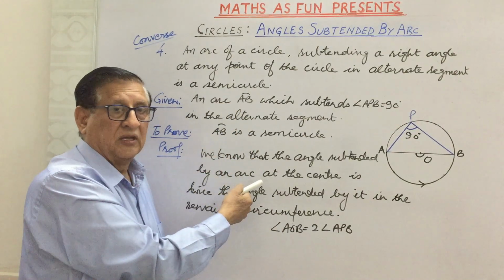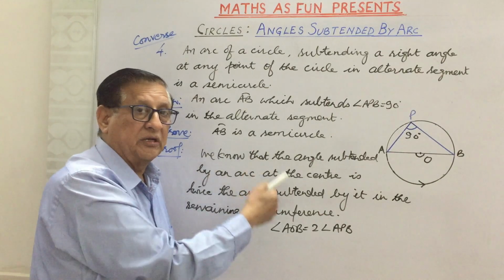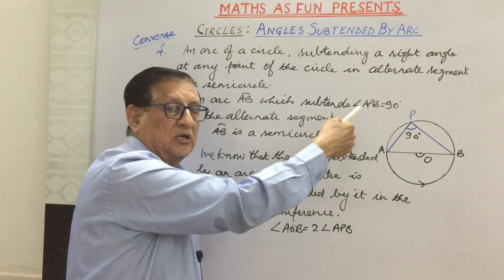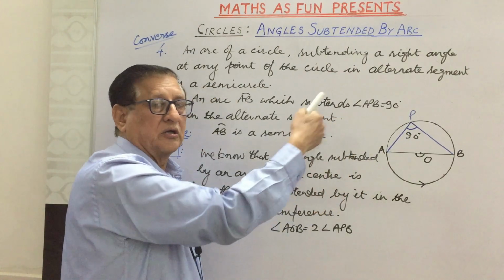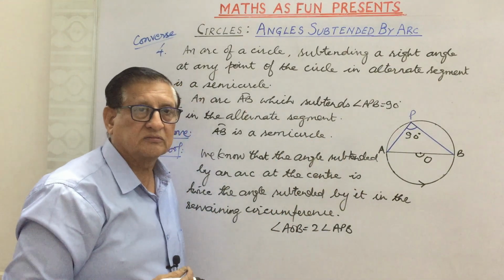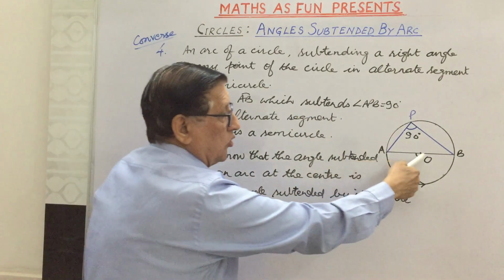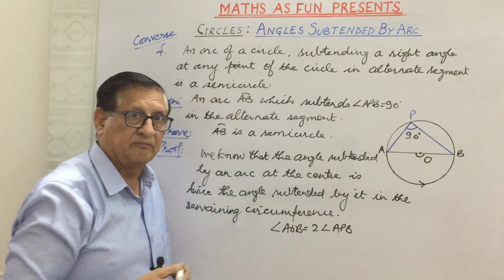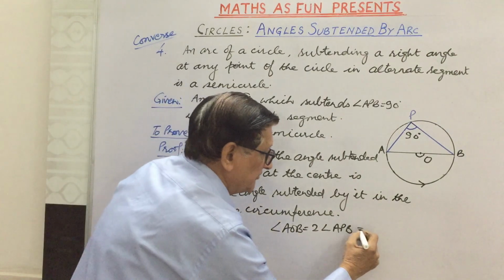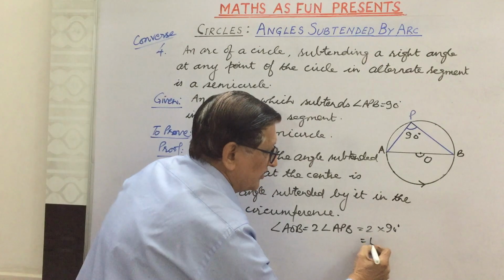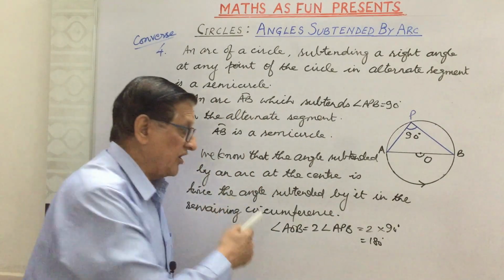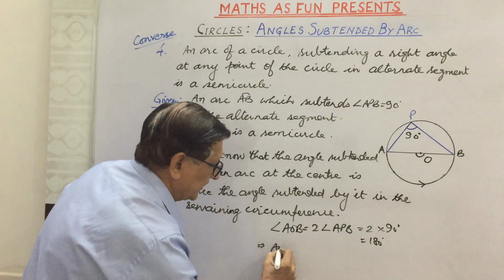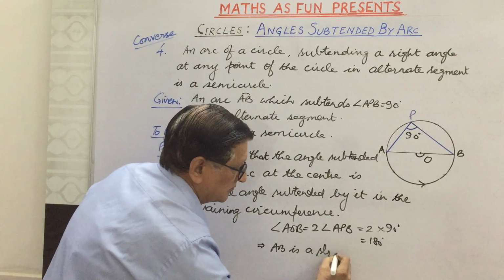And we quote the theorem that we know that the angle subtended by an arc at the center is twice the angle subtended by the same arc in the alternate segment or in the remaining part of the circumference. Therefore, angle AOB, which is at the center by this arc, will be twice of this angle APB. And APB is 90, so this will be 2 into 90, or we can say 180 degree. And if angle AOB is 180 degree, it means we can say that AB is a straight line.